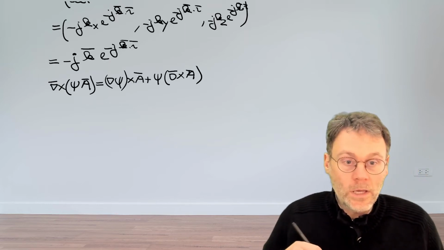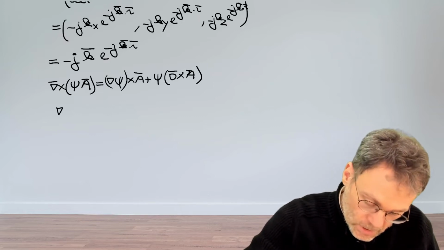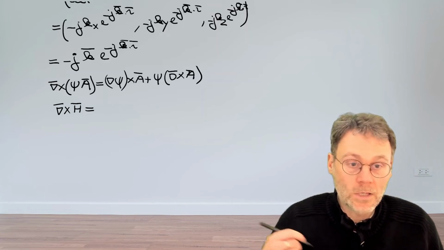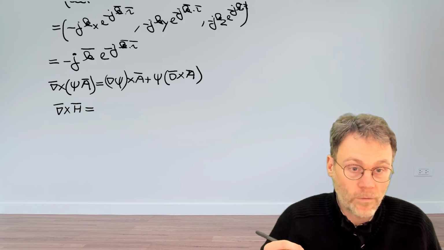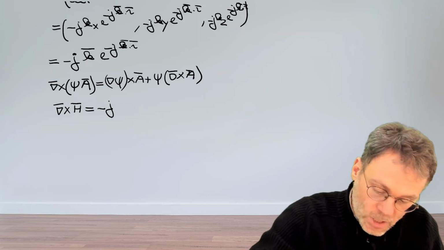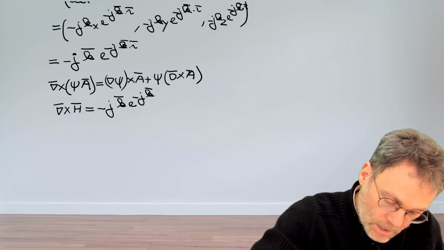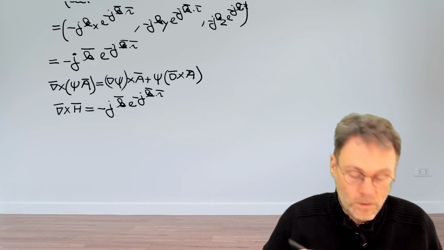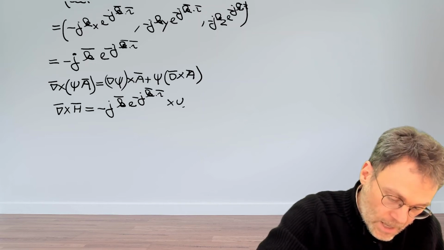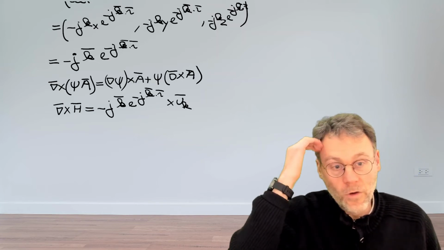Okay, we just calculated what the gradient of psi is. So we can calculate that the curl of our magnetic field is, first of all, the gradient of psi. For the gradient of psi, that's going to be minus jk exponential minus jkr. So that's the gradient of psi, and we need to take the cross product with A, and in our case that was uk of r. Okay, so that's the first term.